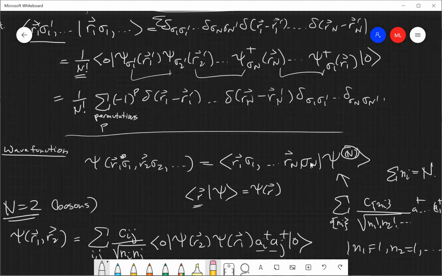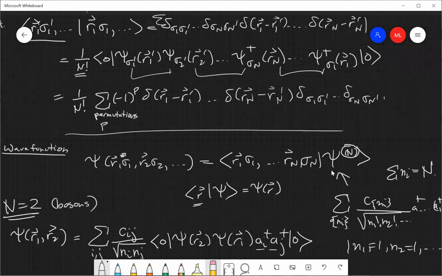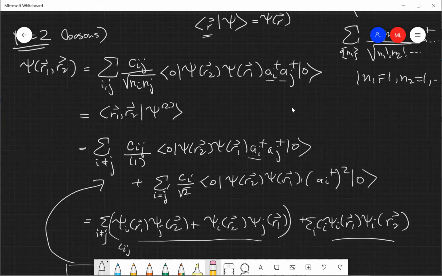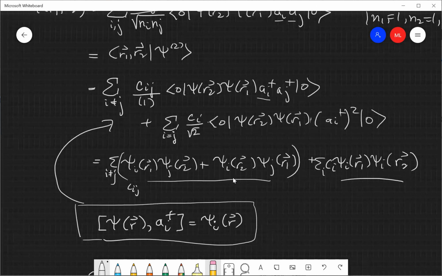So as promised, everything just reduces to creation annihilation operators acting on the vacuum. And then you use Wick's theorem to contract everything. And in the end, you'll get the single particle wave functions, products of them, and they'll be properly symmetrized or anti-symmetrized, depending on whether you have fermions or bosons. What else? Any questions about that?